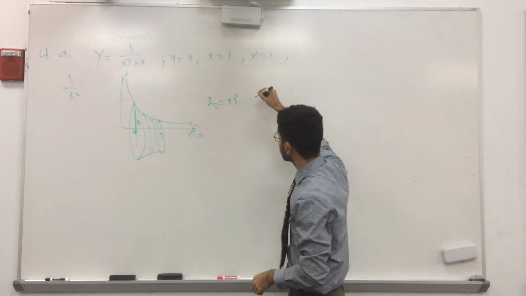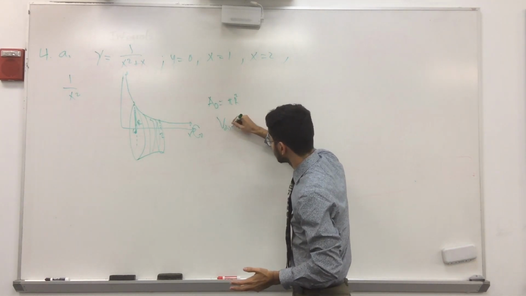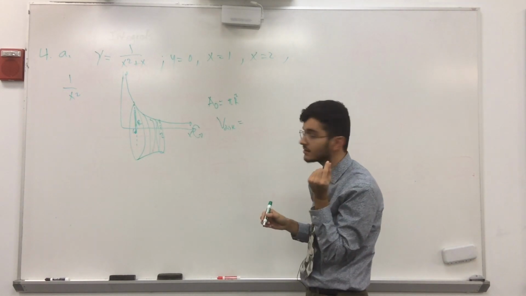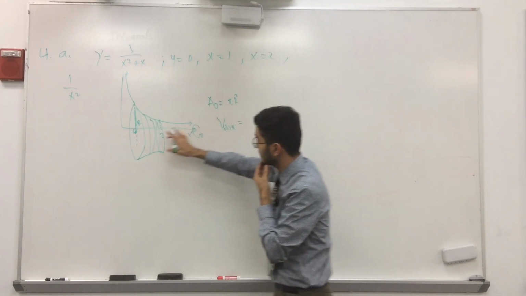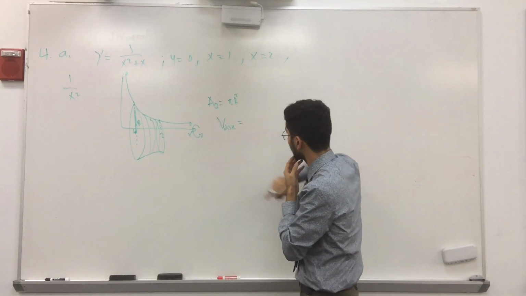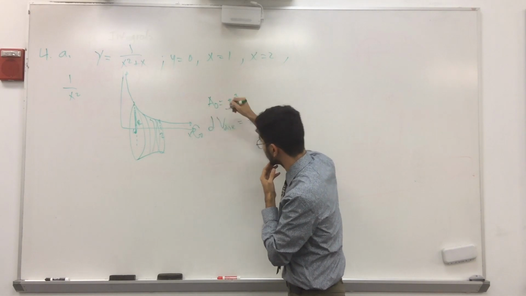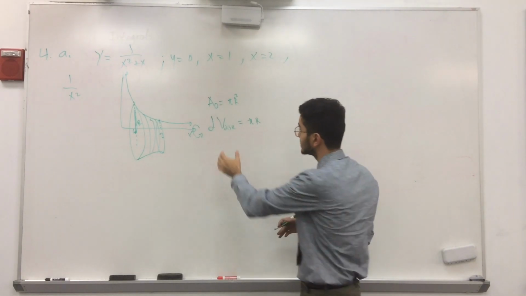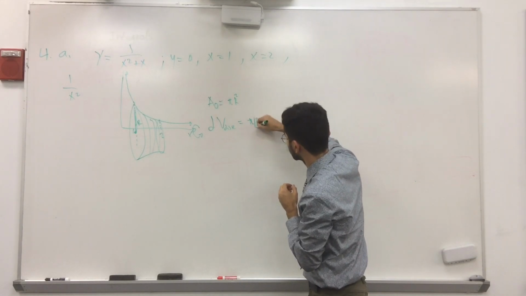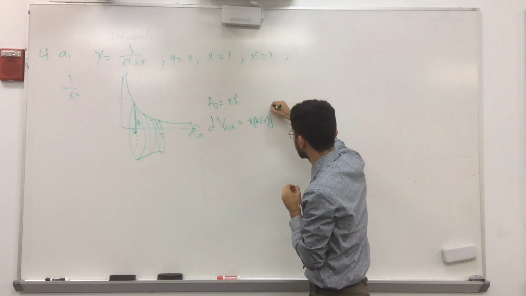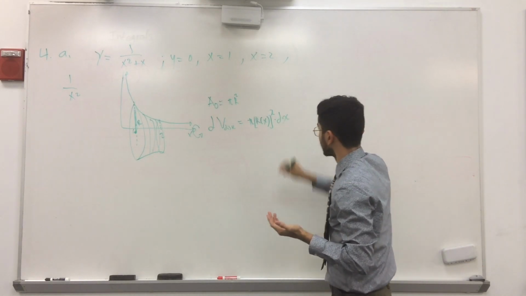So the volume of this infinitesimal disk, which is very thin but has a large area, is going to be the area of one disk with respect to the function r. So it's going to be pi r squared, where this is the infinitesimal disk dV, and r of x is the function with respect to the variable x, multiplied by the infinitesimal thickness dx.